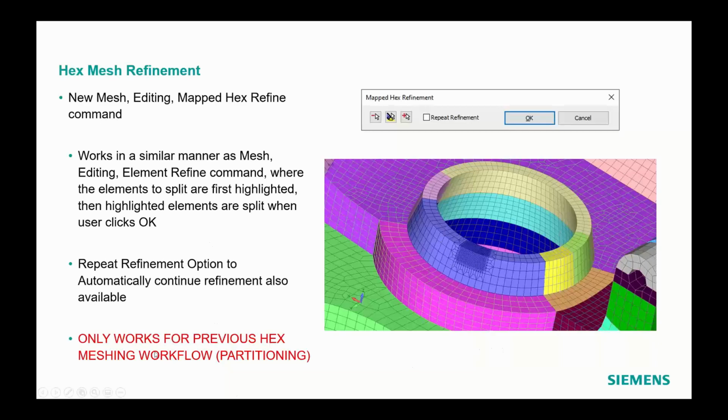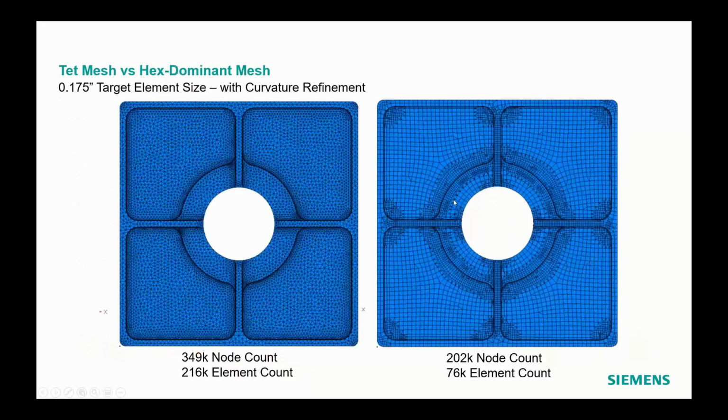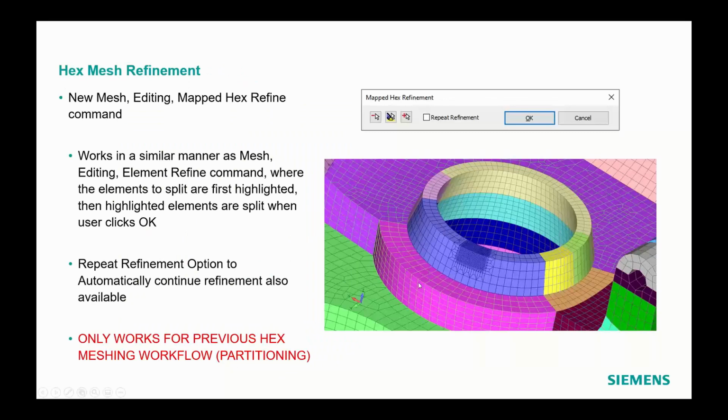When I first saw this, I thought it was for the hex dominant mesher, but it's important to note that it's only for the mapped hex mesher. But still very useful, especially if you have something simple that's easy to slice up, where it may take just as much time to do mapped hex versus the hex dominant mesher.